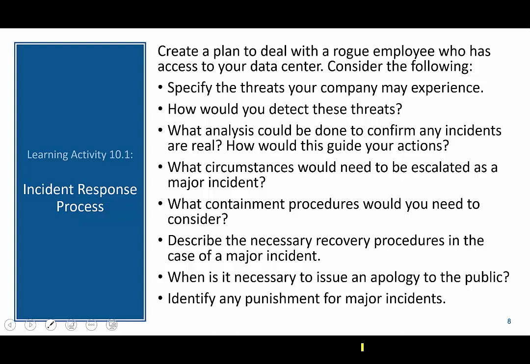What recovery procedures could you have? Well, that would be to put the wires back in. That may require that you recable because some of the wires may have been broken, so you may need to fix some of those ends. What is necessary to issue an apology to the public? Well, if records were actually stolen or lost or damaged in any way, then we probably need to report these to the public. And then punishment for a major incident in this case would be to have that employee arrested, locked down, fired, escorted out of the building, etc.